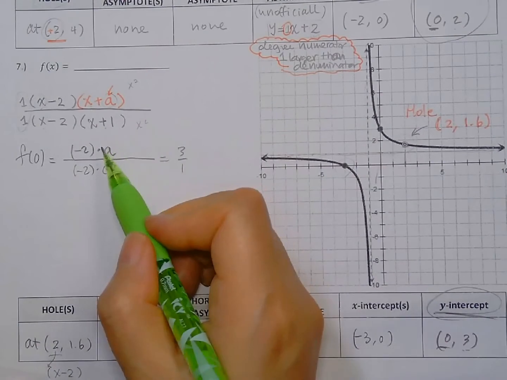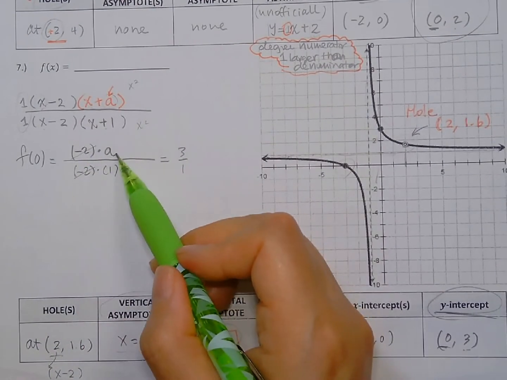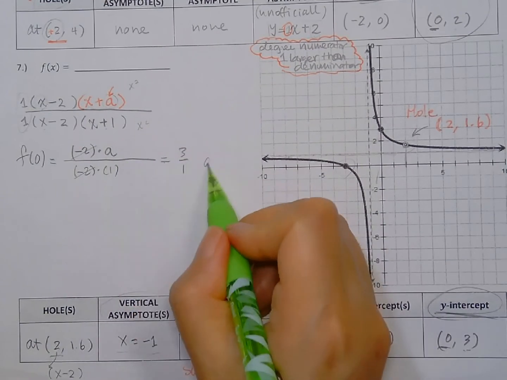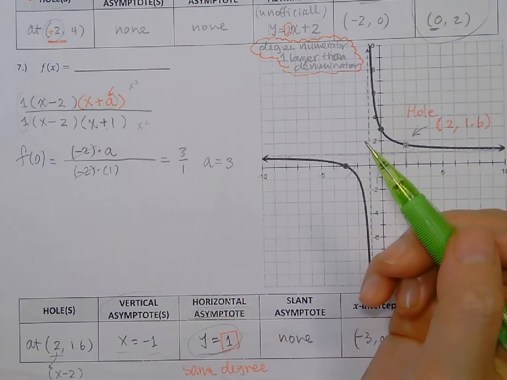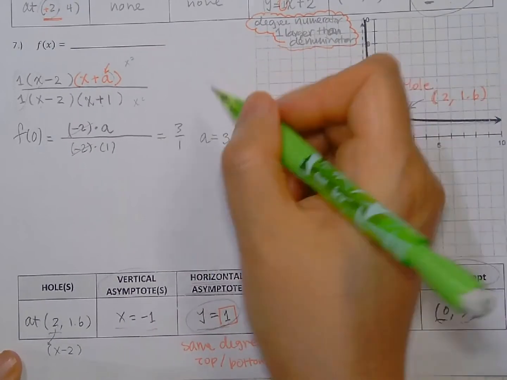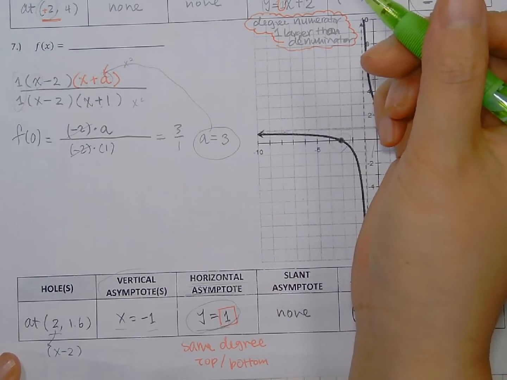So that means, oh, I can cancel -2 first. And then it's a over 1 is 3 over 1. a is what? a is 3. Oh, then we're done. That's convenient. So as long as I know a is 3, then I know everything.